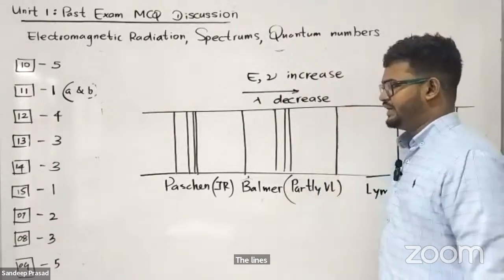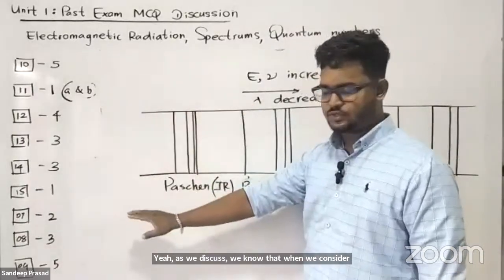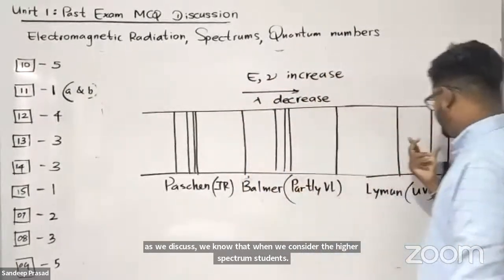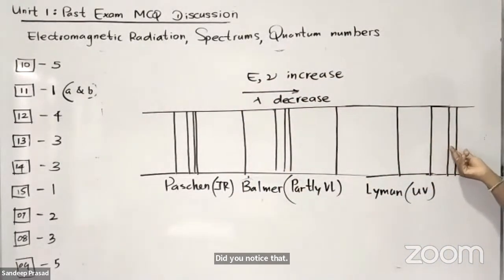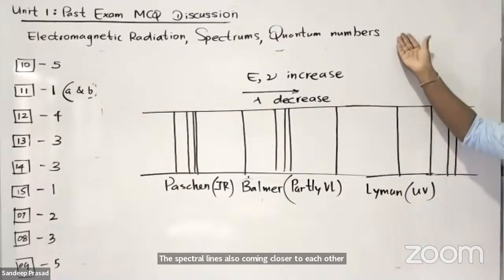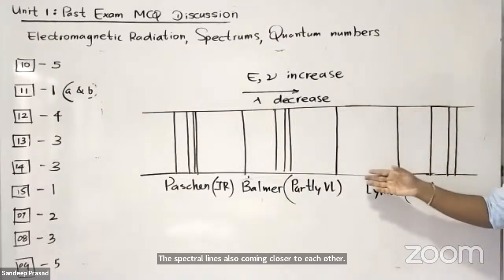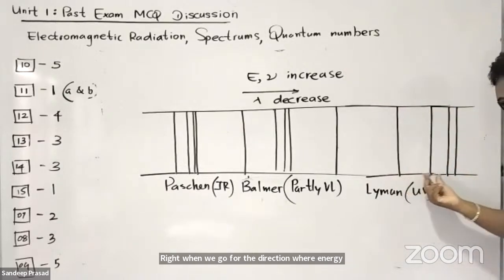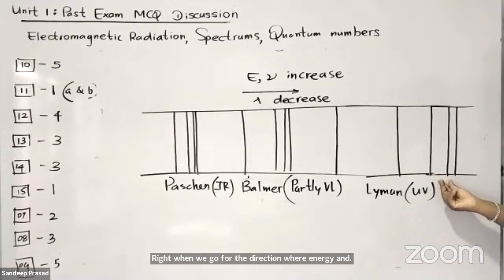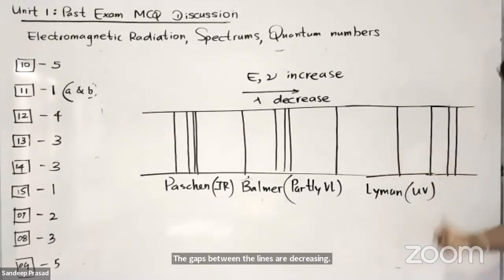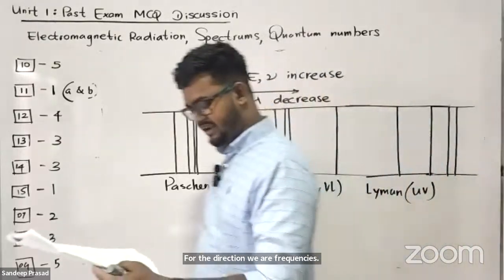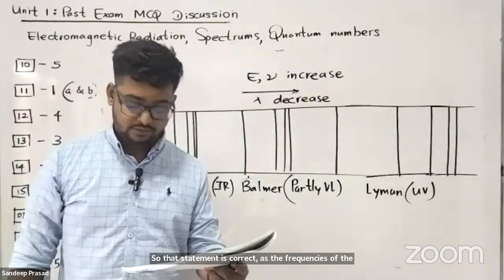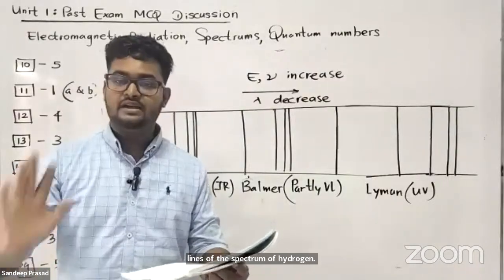Yeah, as we discussed, when we consider the hydrogen emission spectrum, students, for this direction, energy and frequency are increasing. Did you notice that the spectral lines also come closer to each other, right? Even in the energy level diagram, we can see that. When we go in the direction where energy and frequency are increasing, the gaps between the lines are decreasing. So that statement is correct.